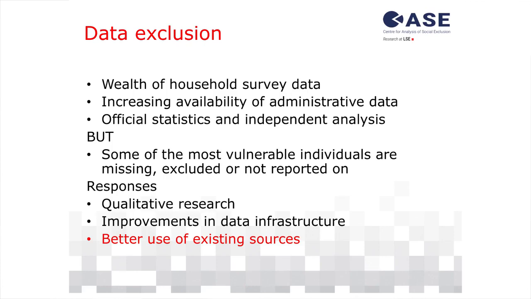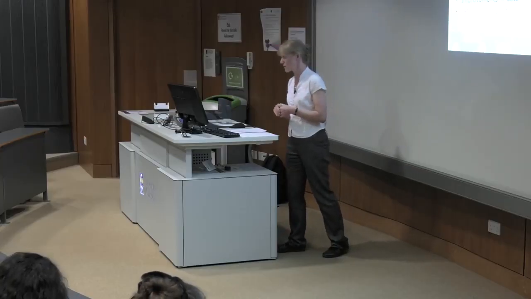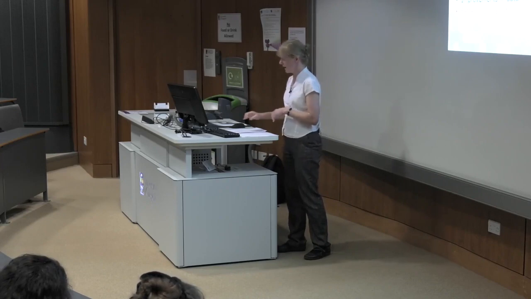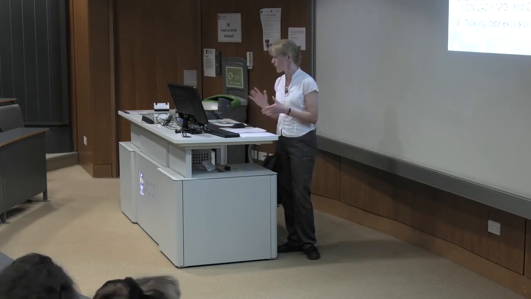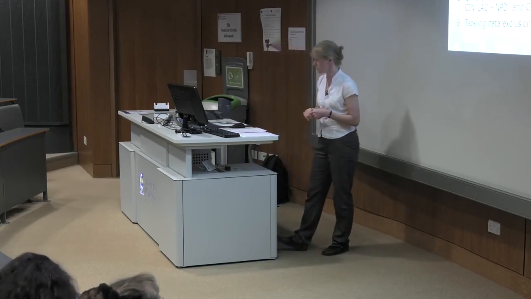The third strategy is to make better use of what we have got to try and tackle this form of data exclusion. And it's that third strategy that I'm going to be focusing on today. But it's important to recognise that it's by no means the only strategy, and there are other important ways in which one can also, alternative ways one can tackle data exclusion too.